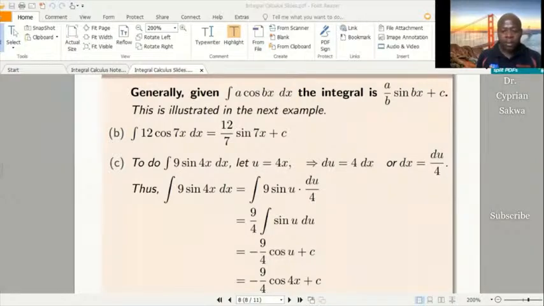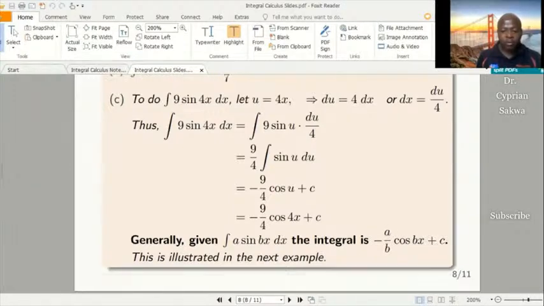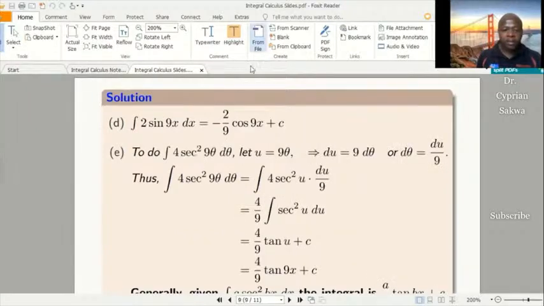So I've written that as a general note, and I've said generally, given the integral of a sine of bx dx, the answer to this can be written mentally as negative a out of b cos bx plus c. So I've given one example to show this, that is part D. And in part D, we are asked to get the integral of 2 sine of 9x dx. Whenever I see this, I realize that this is not something to waste a lot of time working out. The answer will just be negative 2 out of 9 cos 9x plus c. The answer can be written straight away.